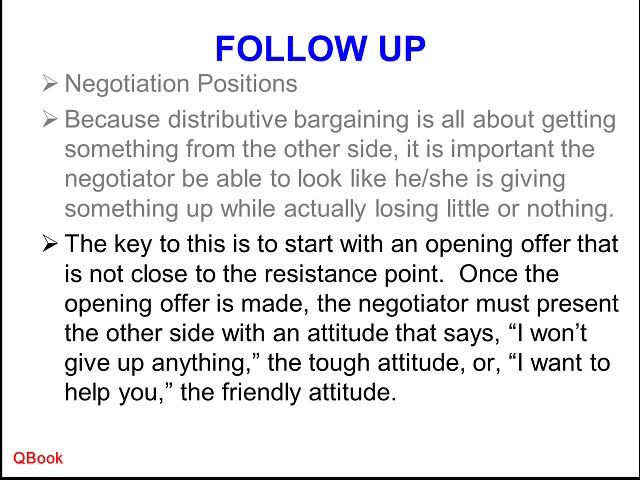The key to this is to start with an opening offer that is not close to the resistance point. Remember that? Even your target point, right? We talked about what's your target price, what's your resistance. Now, you want to be away from your resistance, and then you want to even be a little bit away from your target, because the other side will push you over your target.